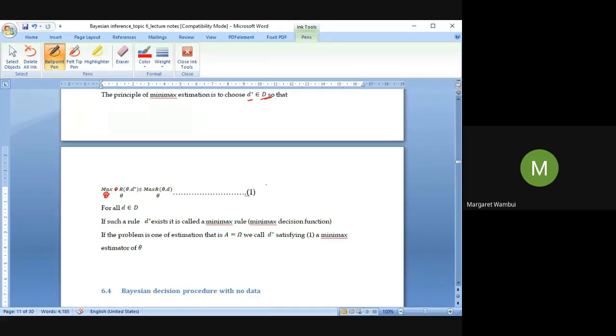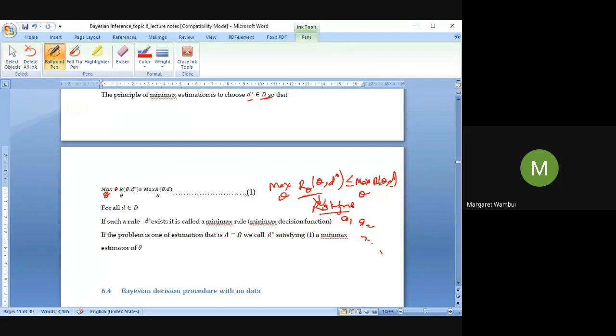So this is written as the maximum under theta of the loss function, theta d star, is less than or equal to the maximum under theta of the loss function. Remember, these are risk functions, not loss. You are calculating the risk function under all the actions, the set of actions that are available: action 1, action 2, action 3, and so on. So when you compute them, you would need to pick the maximum.